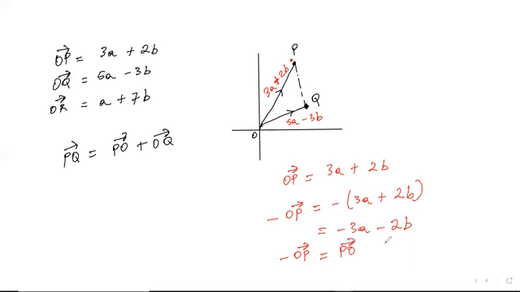Quite a lot we have to learn about vectors, right? I just need to know enough to pass this exam. All right, this is one of the rules in vectors: negative OP equals PO. They are the same thing.